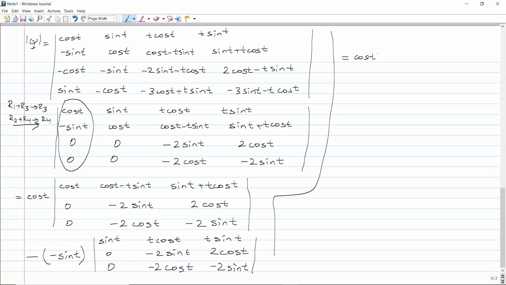So cosine t times. Now, for this 3 by 3 determinant, again, I expand using the first column. So there is only one non-zero element in that column, which is cosine t. So I multiply cosine t with this 2 by 2 determinant. So let me do it now. The main diagonal, 4 sine squared t, minus the other diagonal, minus 4 cosine squared t.